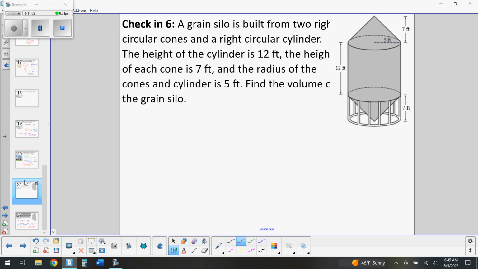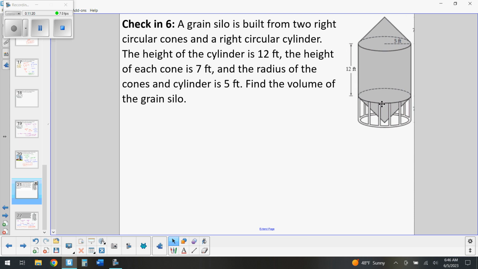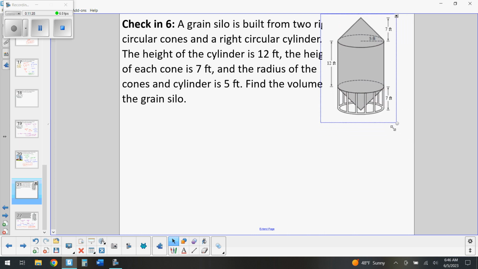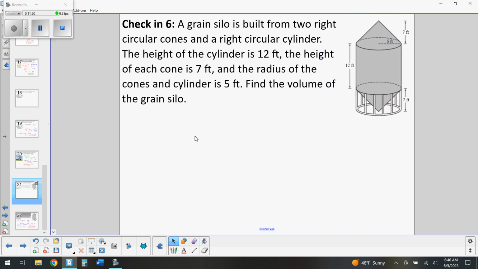You're going to try this last problem. We have a grain silo built from 2 right circular cones and a right circular cylinder. The height of the cylinder is 12 feet. The height of each cone is 7 feet. Find the volume, oh, and the radius of the cones and cylinder is 5 feet. Find the volume of the grain silo. So I'm going to scooch this down so we can see everything. So you're going to try this problem, pause, and when you're ready to see the answer, hit play.